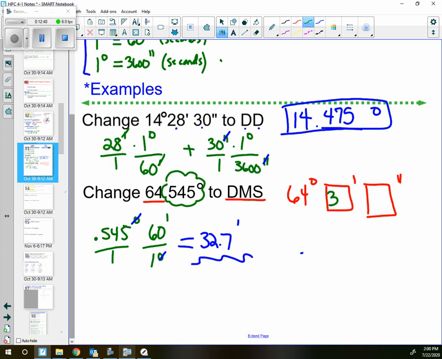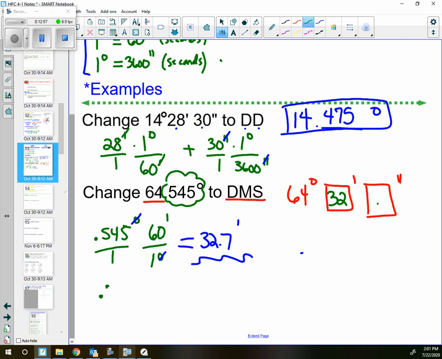The whole number part was there were 32 full minutes, but we had this 0.7 of a minute left over. I've got to convert that now. That must be what I have left over in seconds. Now, if it had just been whole number 32, then I could have just gone ahead and filled in a 0 there for seconds, but it's not. There's a part of that left.